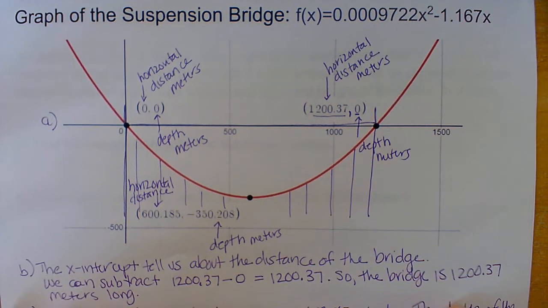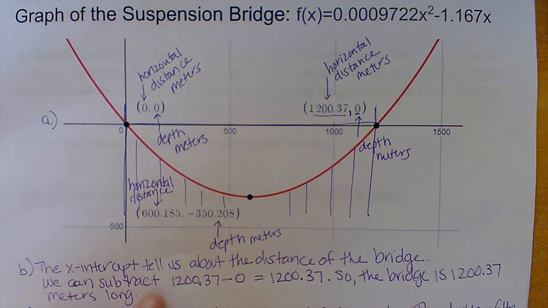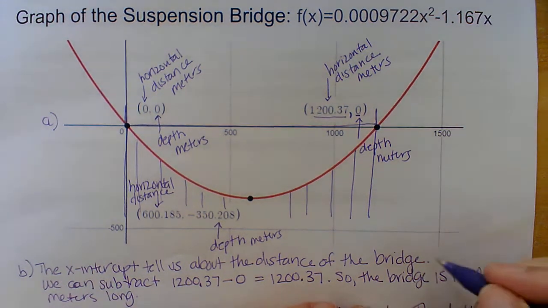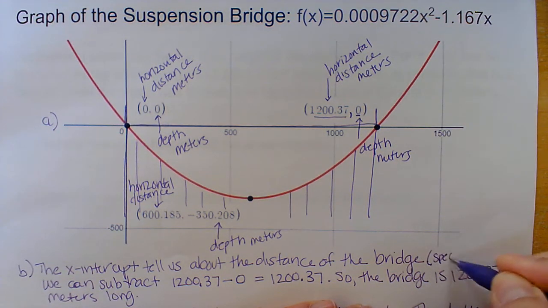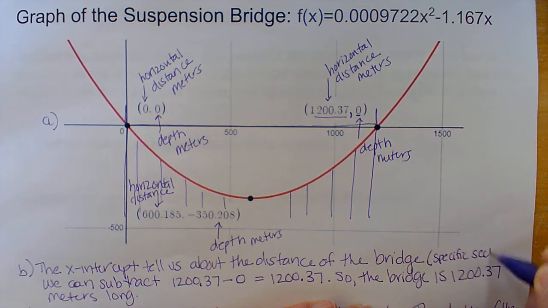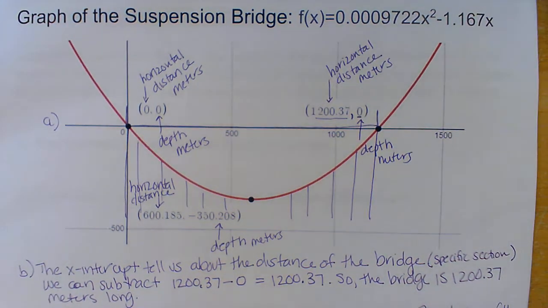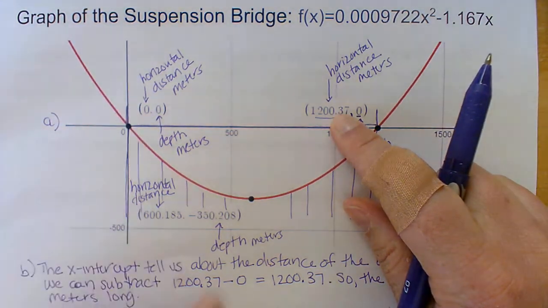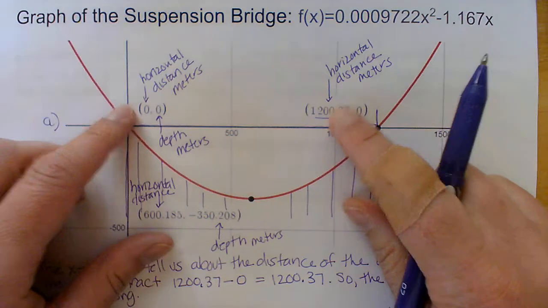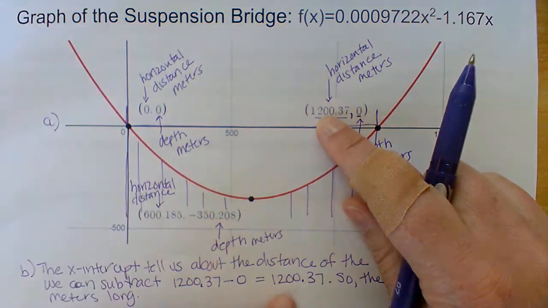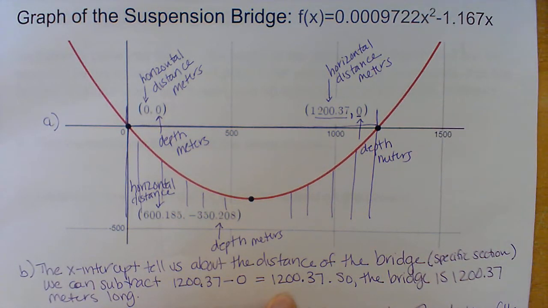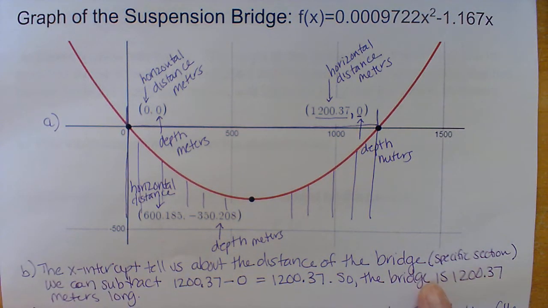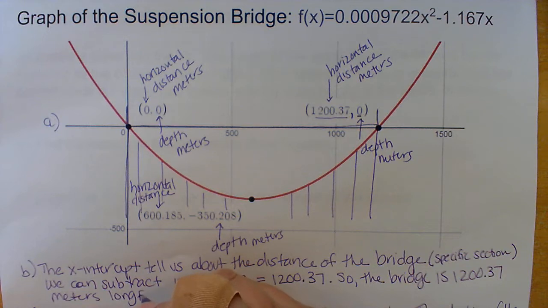So the x-intercepts, I'm actually going to add a word in here. The x-intercepts tell us about the distance of the bridge, that specific section. I'm going to write that in. We can subtract 1200 minus 0, and this is going to come in handy, so I'm just subtracting this number from this number to get the total distance of that section. So the bridge is 1,200.37 meters long for that section.